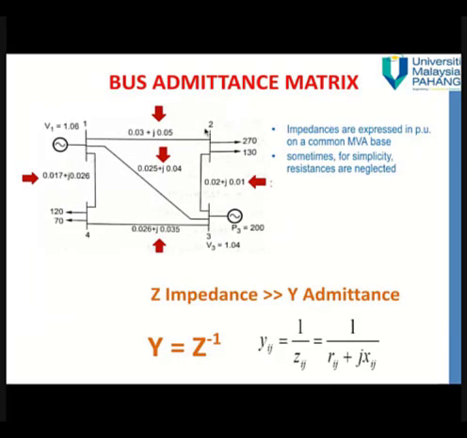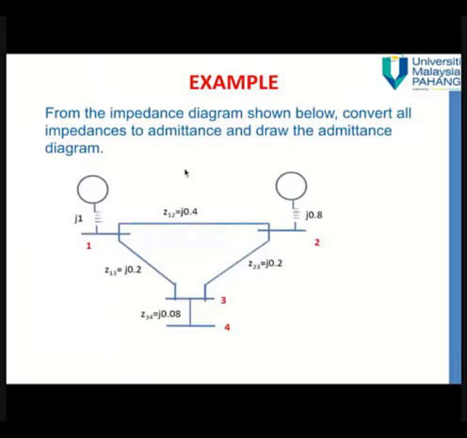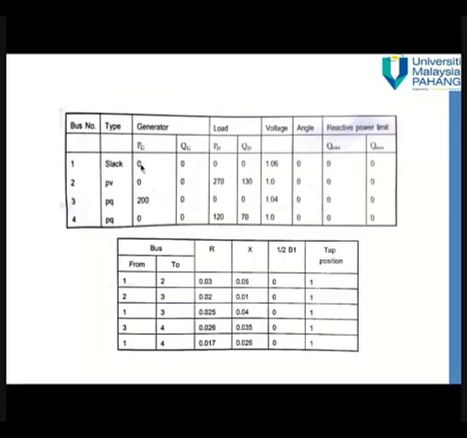You have 1 2, 1 3, 1 4, and then 2 3, and 3 4. So this is the system shown for this 4 bus system. Okay, so number 1. Before that, we have types of bus.